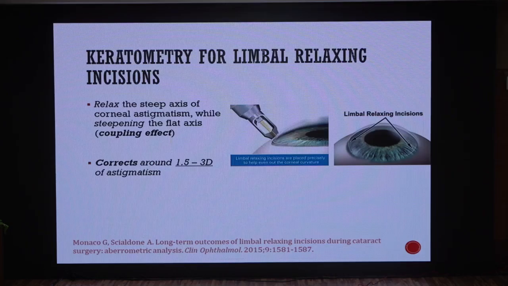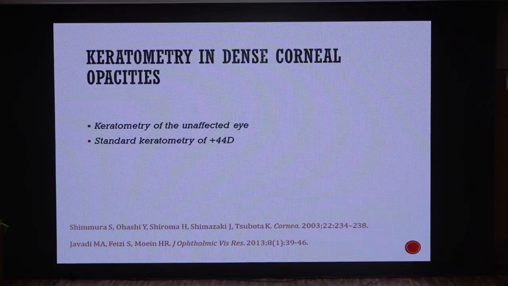The next is we can also plan our limbal relaxing incisions, which can help to correct around 1.5 to 3 diopter of corneal astigmatism. So we can make these incisions in a coupling fashion. So we have to make 2 incisions along the steep axis. So that is going to relax or flatten the steep axis. At the same time, it will steepen the opposite axis. Okay. So this is your limbal relaxing incisions.